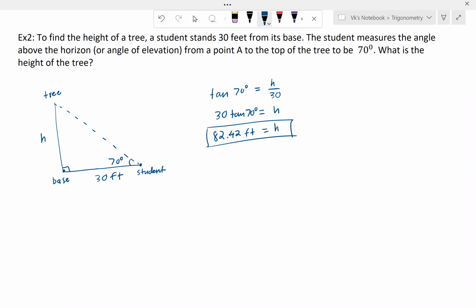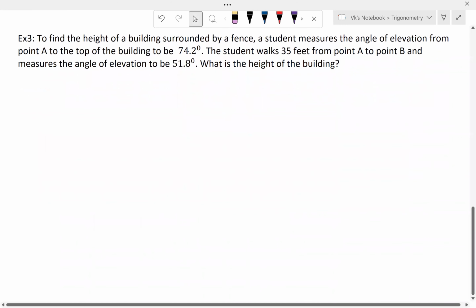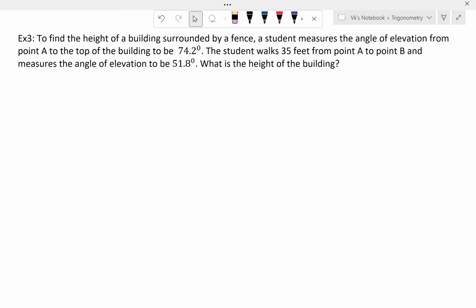Let's move on to example 3. To find the height of a building surrounded by a fence, a student measures the angle of elevation from point A to the top of the building to be 74.2 degrees. The student walks 35 feet from point A to point B and measures the angle of elevation to be 51.8 degrees. What is the height of the building?